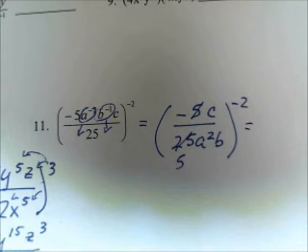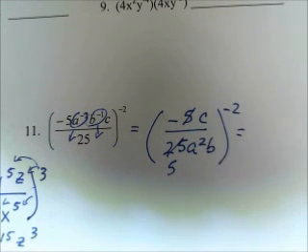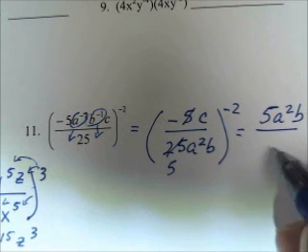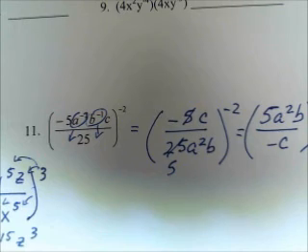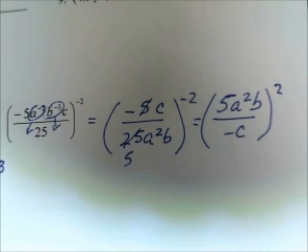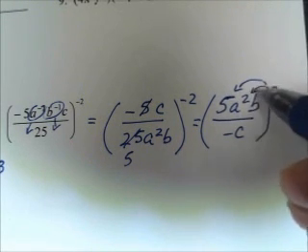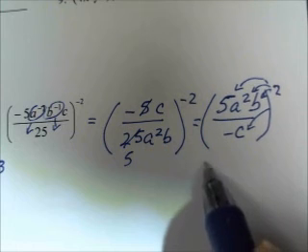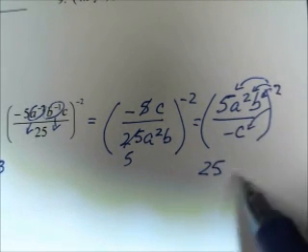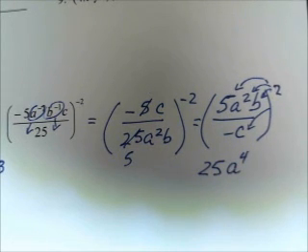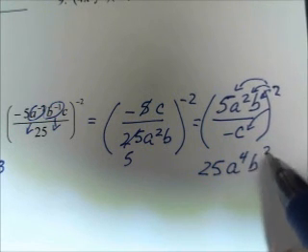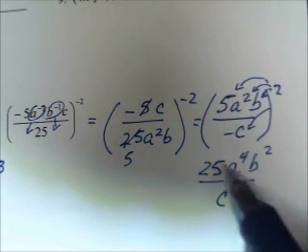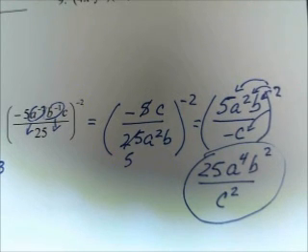Now, take care of the negative exponent by inverting the fraction. So we have 5a squared b over -c raised to the +2. Now distribute. 5 squared is 25. A to the second raised to the second. You multiply those exponents, that's going to be a to the fourth. B to the first raised to the second is b to the second. And -c raised to the second is +c squared. So that's been simplified.